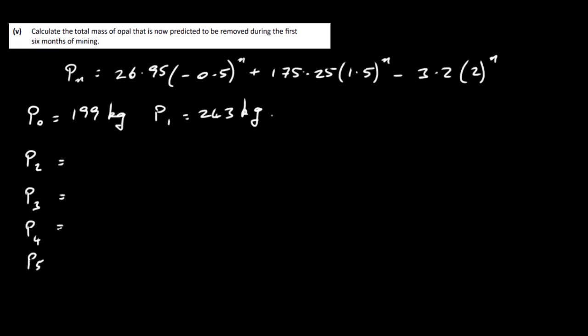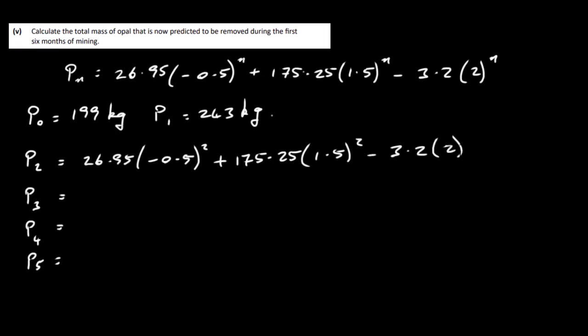It's really repetitive stuff. So let's just stick in 2 into our formula. It's 26.95 times minus 0.5 to the power of 2 plus 175.25 times 1.5 to the power of 2 minus 3.2 times 2 to the power of 2. When you work that out, you should get 388.25 kilograms. Now again, if you have this typed into your calculator, you can leave it there. Just scroll back and change the powers rather than typing the whole thing in again and again and again.